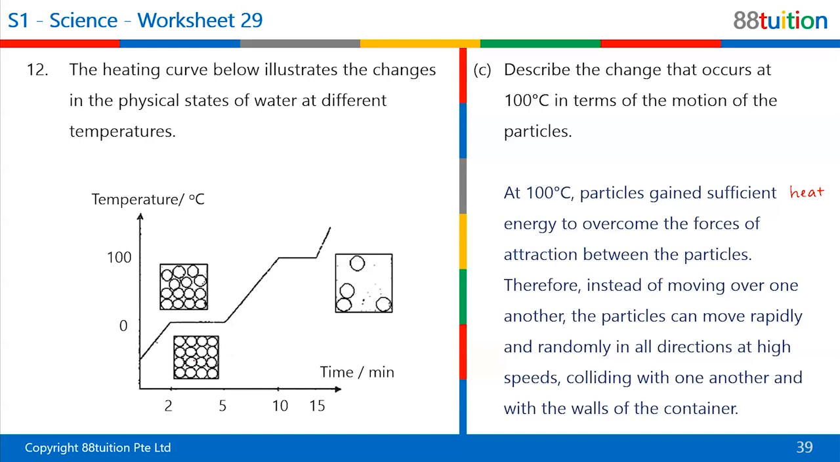Okay, in this case, because of the way they draw it, here there are 16 particles, right? After melting, it should still have 16 particles, isn't it?